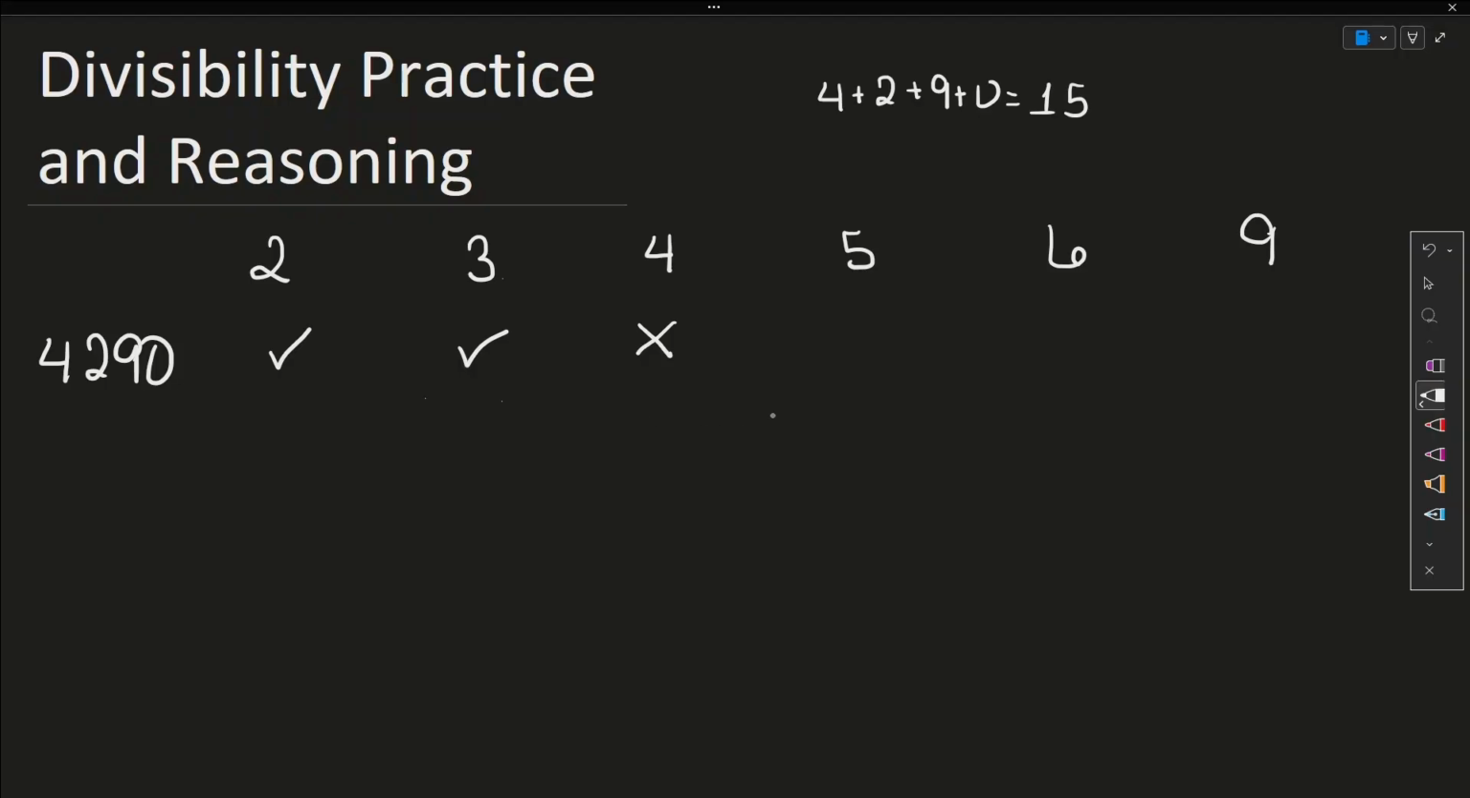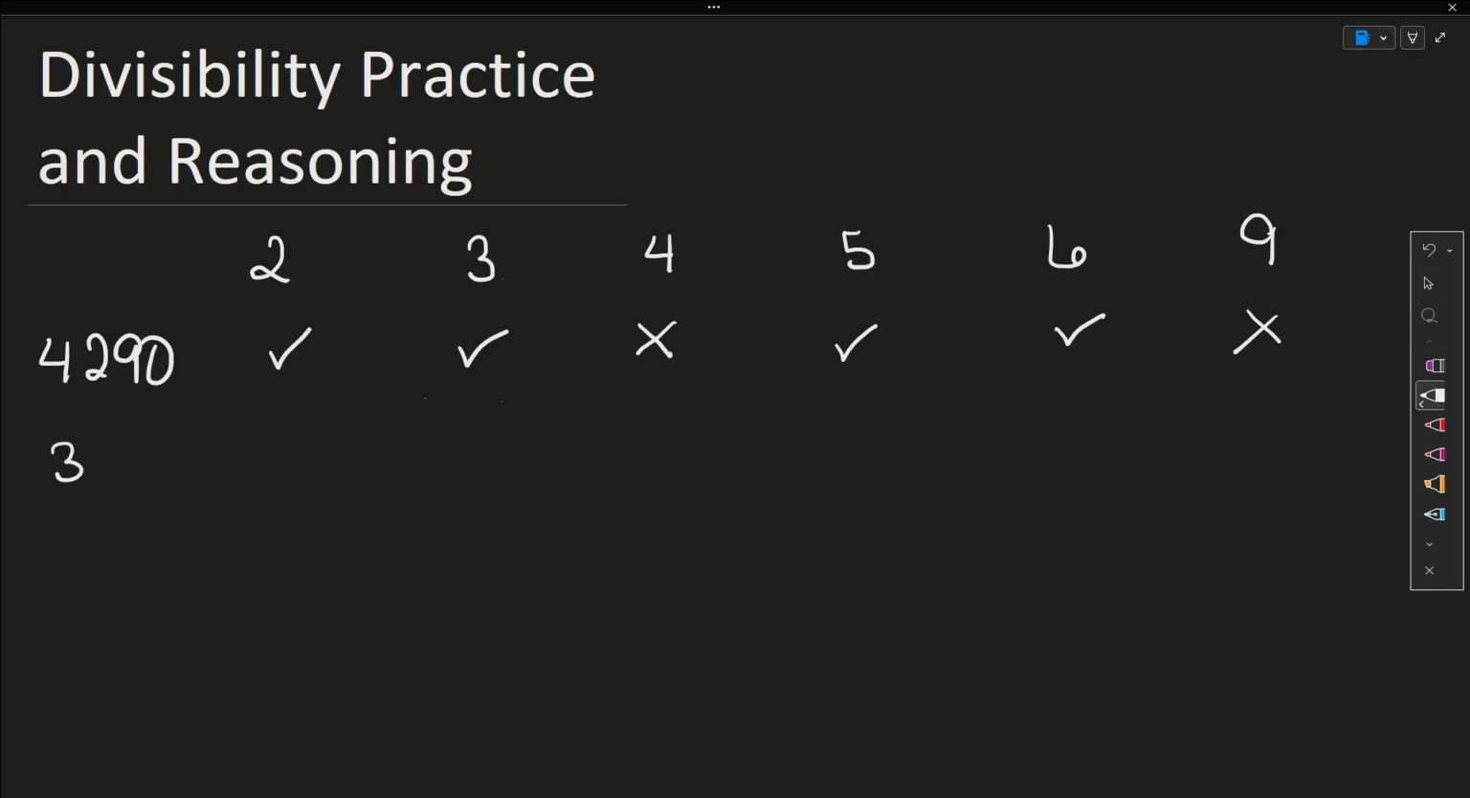What about 5? Yes, because it ends in a 0. Divisible by 6? Well, yes, since it is divisible by both 2 and 3. And finally, what about 9? The digits add to 15, which is not divisible by 9. So 4,290 is divisible by 2, 3, 5, and 6, but not by 4 or 9. So now, let's look at another one.